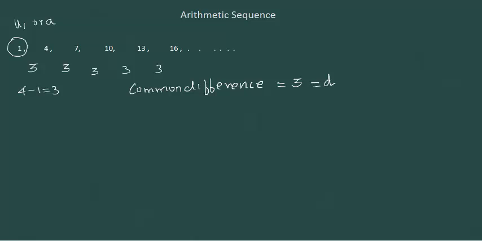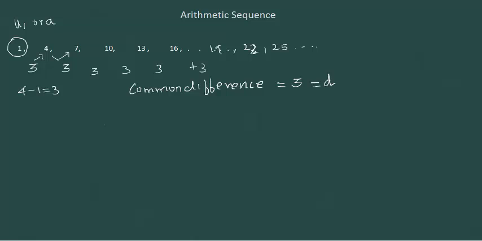So this arithmetic sequence has first term 1 and common difference 3. So 1 plus 3 gives 4 and 4 plus 3 gives 7, etc. If you want to generate the next few terms after 16, you have to add 3 to this 16. So 16 plus 3 is 19, and 22, 25, and so on.